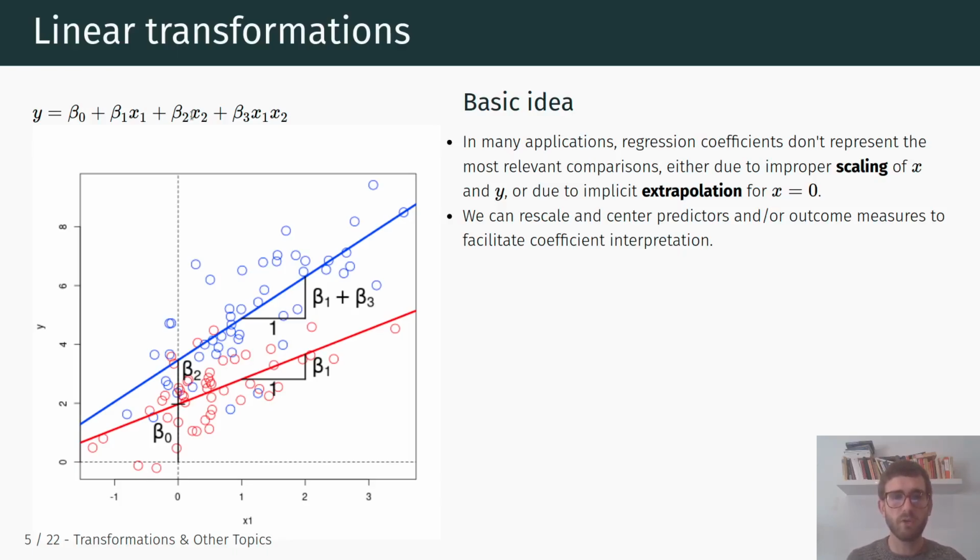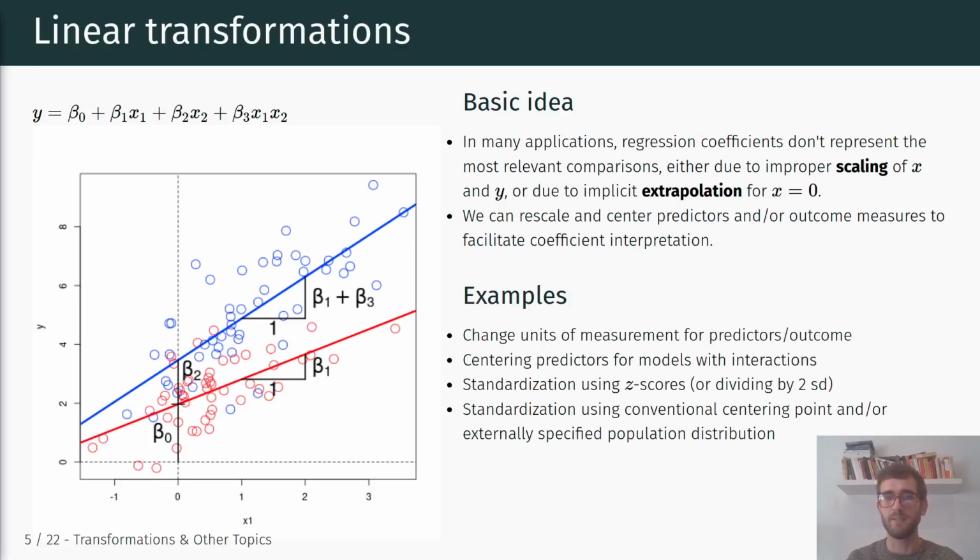In both of these cases, we can rescale and center the predictors and/or the outcome measures to facilitate coefficient interpretation. Depending on your substantive problem, and on what exactly your outcome measure is, there are different strategies and different ways you can transform and rescale these measures. Some examples mentioned in the textbook are, as I mentioned, changes of units of measurement for predictors and outcomes.